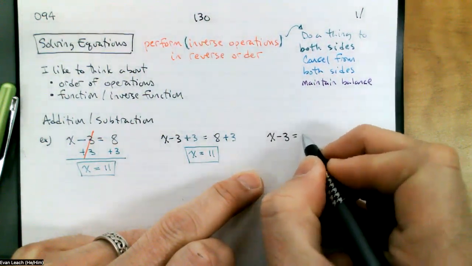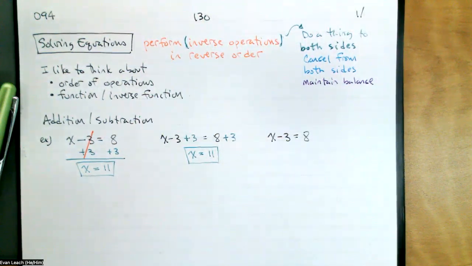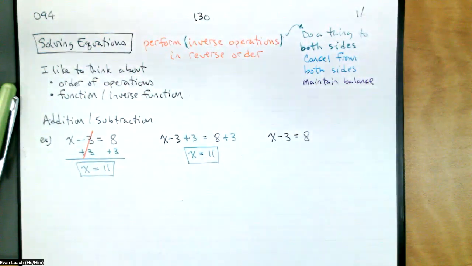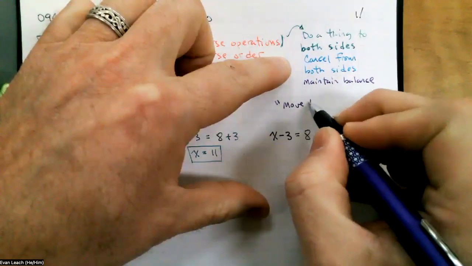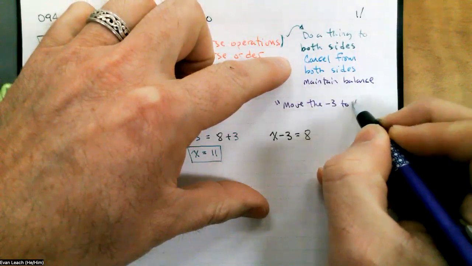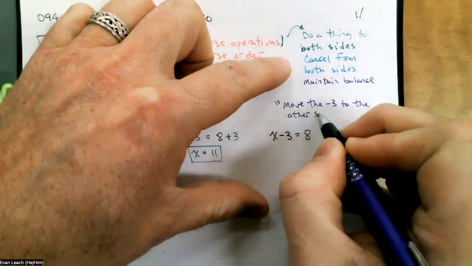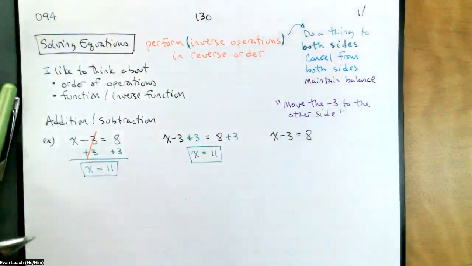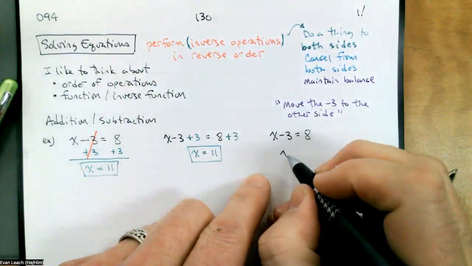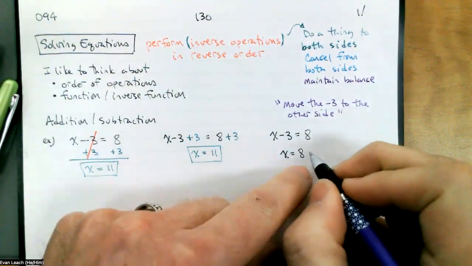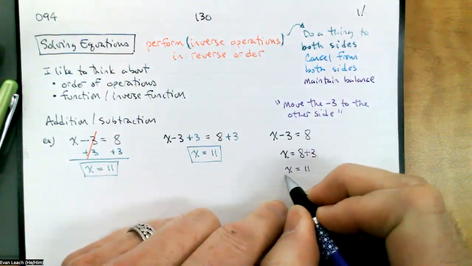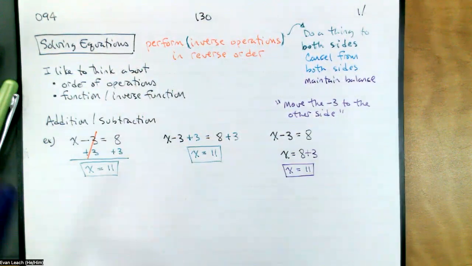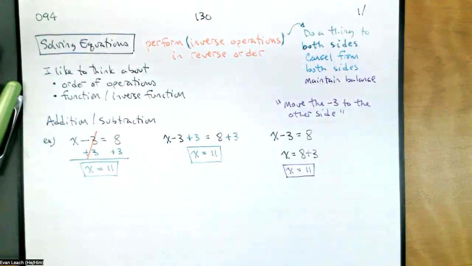So you look at x minus 3 is equal to 8. You want x by itself. So in your mind, you're thinking, move the negative 3 to the other side of the equation. And so you would write x equals 8 plus 3. And then you would write x equals 11. And if you're rebelling against your teacher, you put them a slightly off kilter.